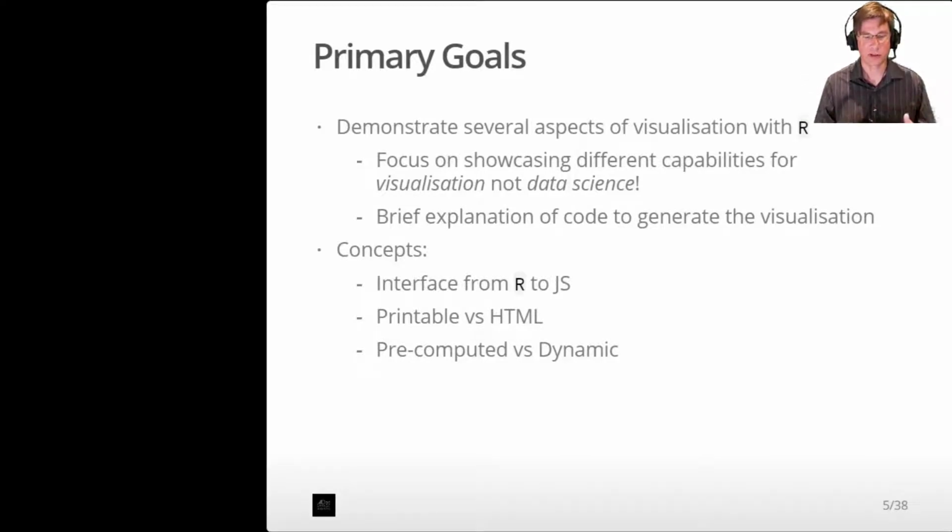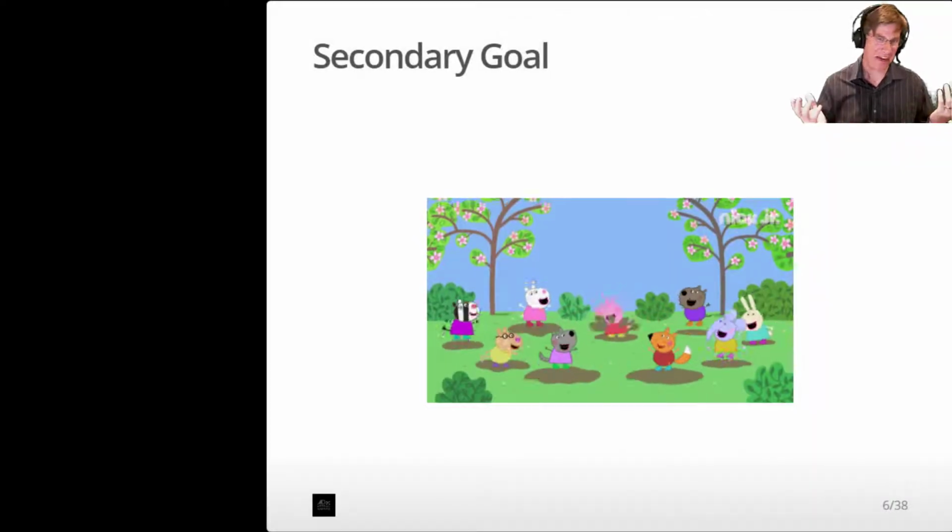The concepts I want to talk about: most of the R visualizations are actually interfaces to a JavaScript API. So things like highcharts, leaflet, data table, all of these are JavaScript libraries that I can pass data to and from with R. I want to talk about the differences between your visualizations being printable or HTML. And finally, this distinction between rmarkdown and Shiny, whether or not you can pre-compute everything or if you need it to be dynamic. The secondary goal is to have fun.